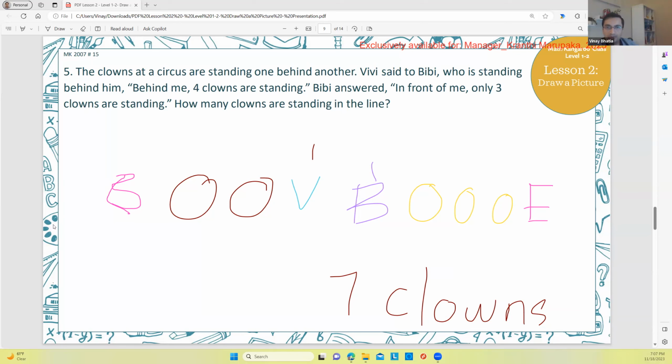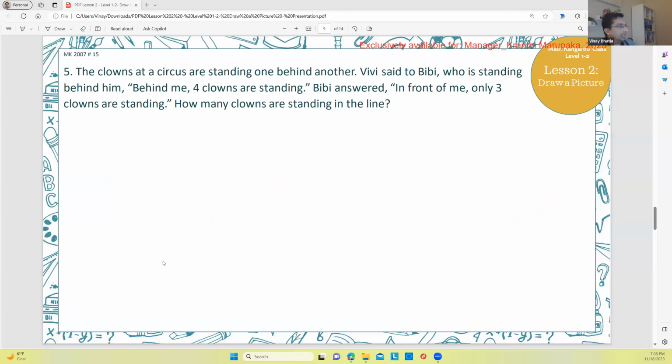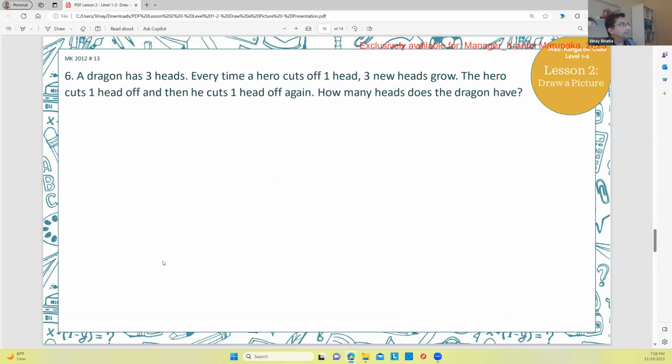Does anyone have doubts? Anshi, your hand is raised. Did you want to say anything? Maybe it is from the previous one. You raised the hand. So I'll erase the drawings and then I'll move to the next one.